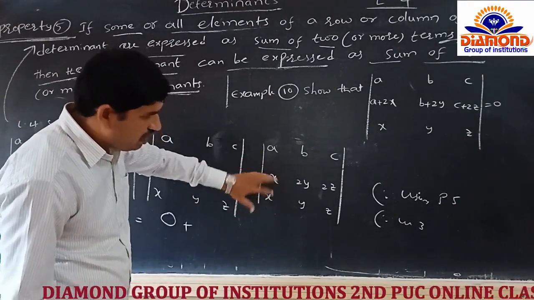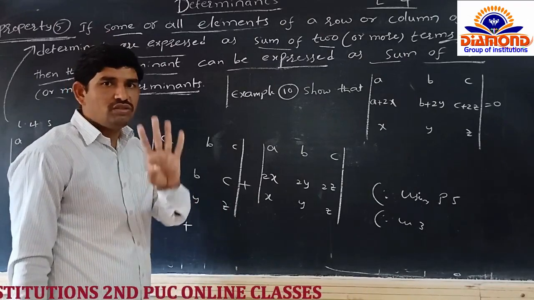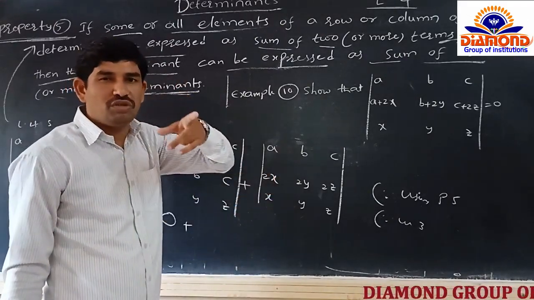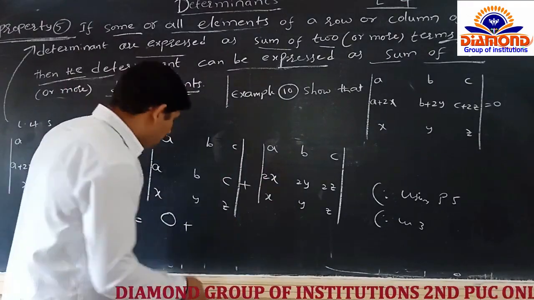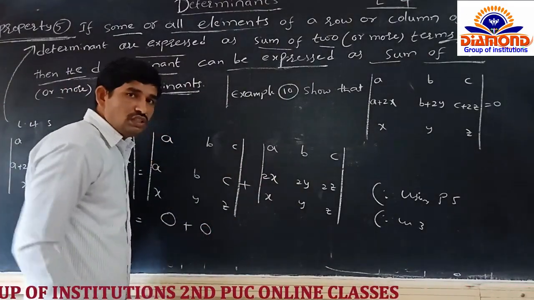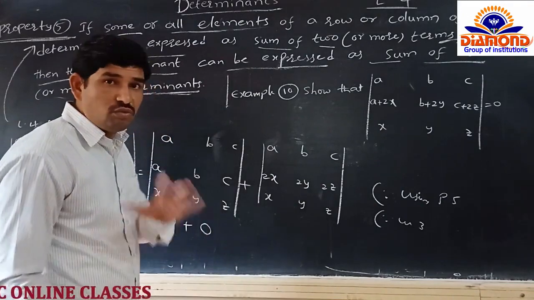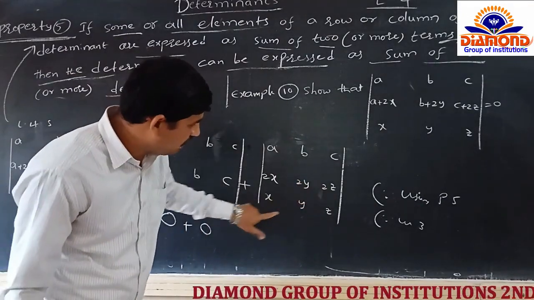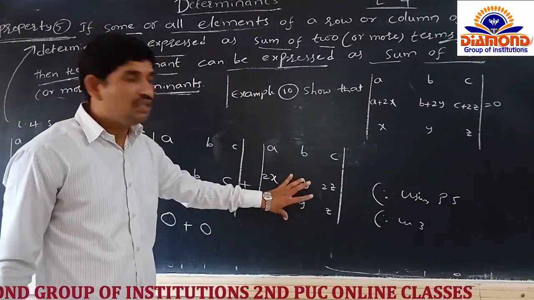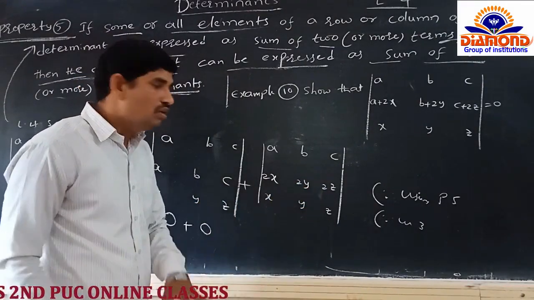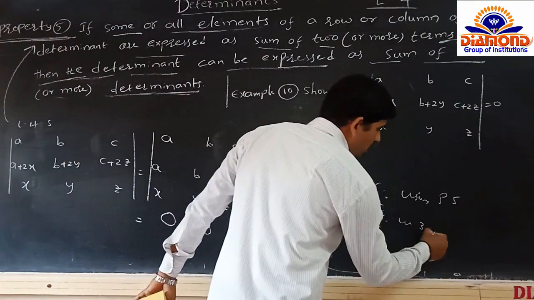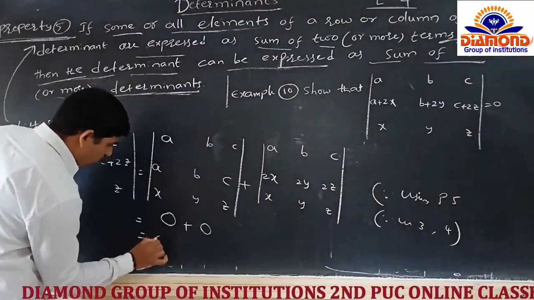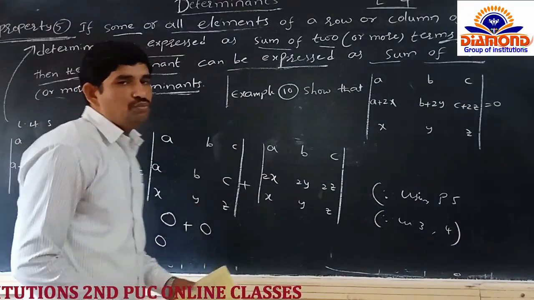Second row and third row, they are proportional or not? Actually, it is property number 4. If any two rows or any two columns are proportional, what will happen? Again, the determinant is 0. Suppose you are not able to understand, there is a 2 taken outside. Again, x, y, z, x, y, z. Again, they are identical. Again, the result is 0. So we write property number 3. We are using property number 4 also. Then the answer for this is 0.